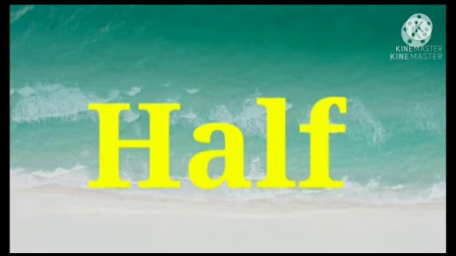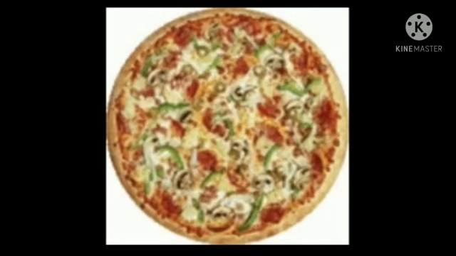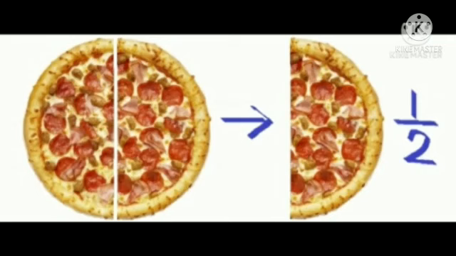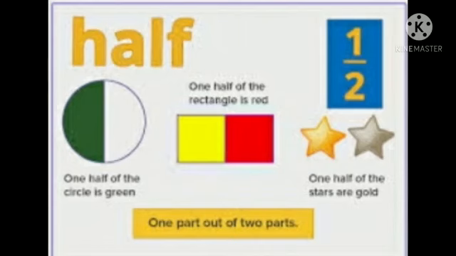First, we will learn the fraction of half. This is one whole pizza which has to be divided equally between two people. When it is divided into two equal parts, each of the part is one half of the whole pizza. Half. One half of the circle is green.